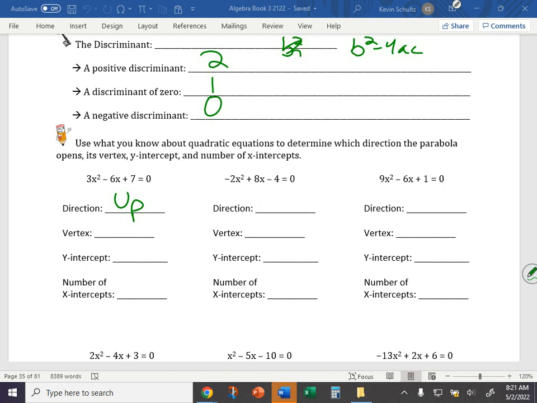Okay. How do we calculate the vertex? Walk me through that process. Aiden. Negative b over 2a. So the x value we find from negative b over 2a, which in this situation, what's that going to look like? Plug those values in. Negative 6 over 2 times 3.